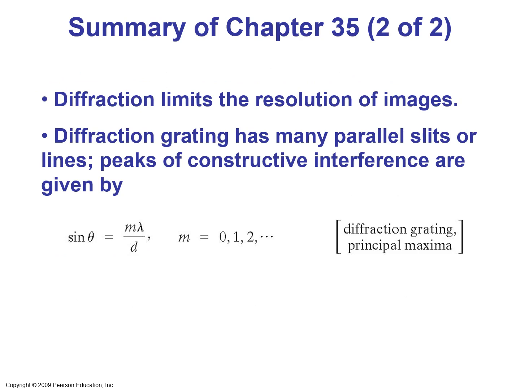Diffraction limits the resolution of images. A diffraction grating has many parallel slits or lines. Peaks of constructive interference are given by sine theta equals m times lambda divided by d for a diffraction grating, and for principal maxima, integer m starts at 0.